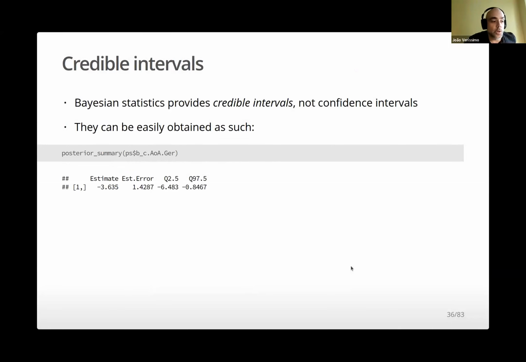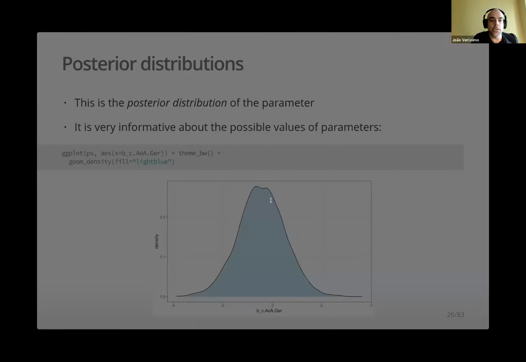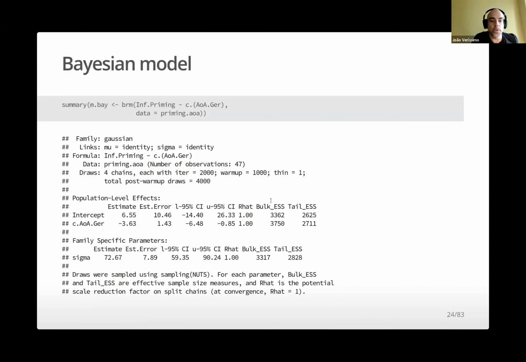We typically use what we call credible intervals to characterize such bounds. Bayesian statistics provides credible intervals, not confidence intervals. They can easily be obtained by using this posterior summary function on the samples. And of course, if I go back, they came out in the model output as well. You can see here the lower bound of the 95% credible interval, and the upper bound of the 95% credible interval.